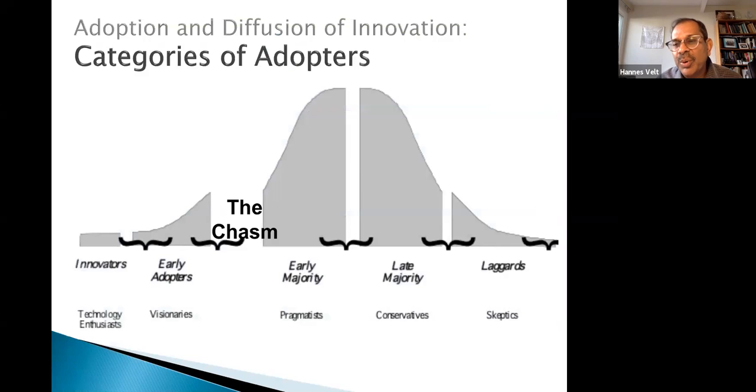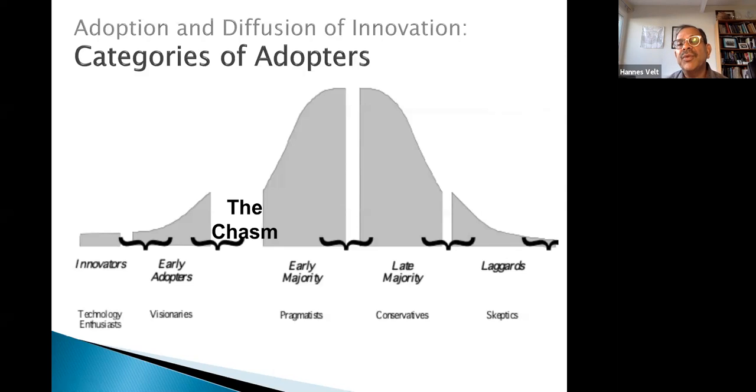Okay, now the most important concept, I believe, in this chapter is that theory of crossing the chasm. And for that, I'm going to use this particular diagram. This is a segmentation by consumers' time of adoption. So along the horizontal axis is really time. Innovators are the small percentage of people who adopt very early, as soon as the product is available. Early adopters adopt next, then come early majority, late majority, and laggards. Laggards adopt last.